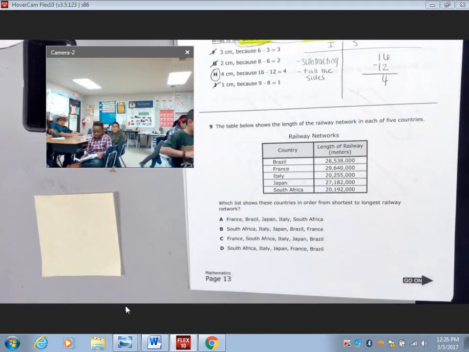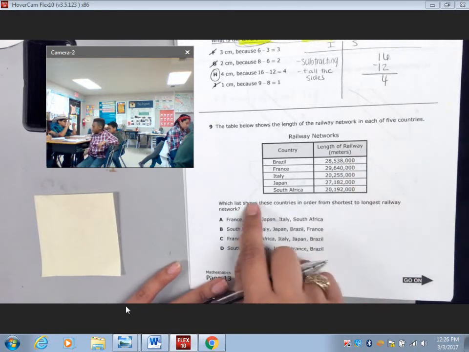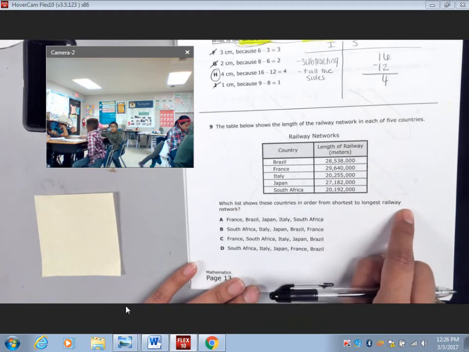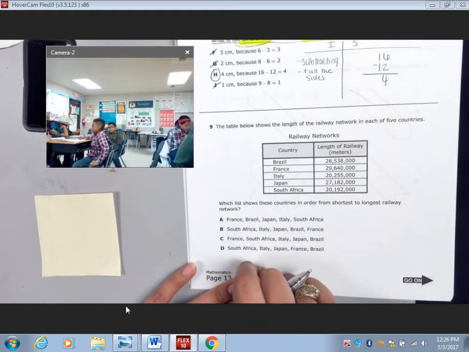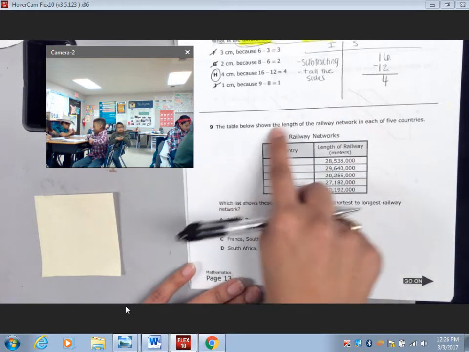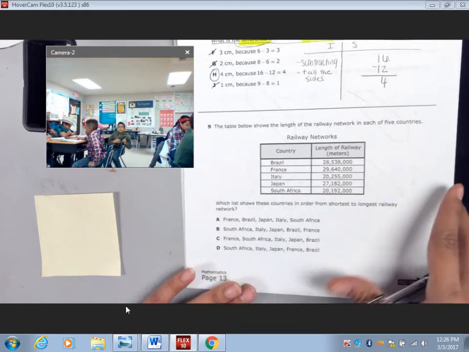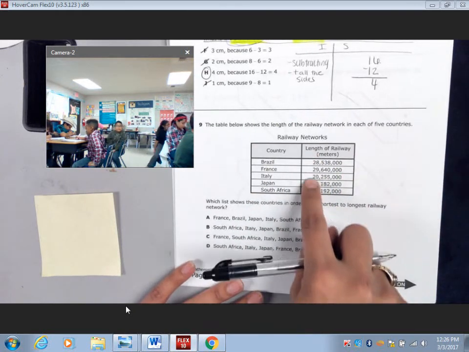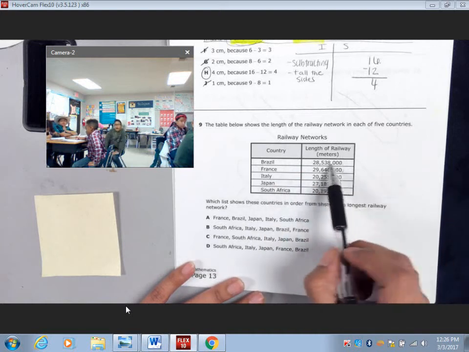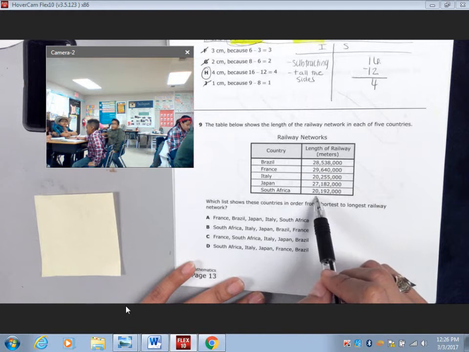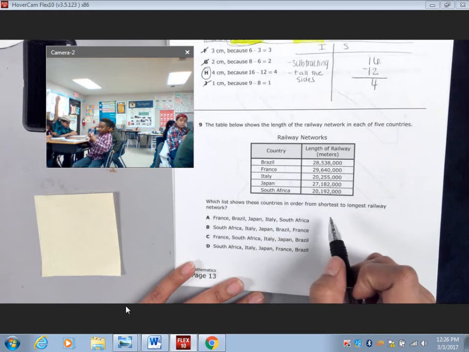Number 9. The table below shows the length of the railway network in each of the 5 countries. Which list shows these countries in order from shortest to longest railway network? Okay? We have to analyze this chart. We have to know our place values, right? The further to the left, the larger the number gets, right? What is the highest place value that we have here? Place value, the name, the place value, not the digits.